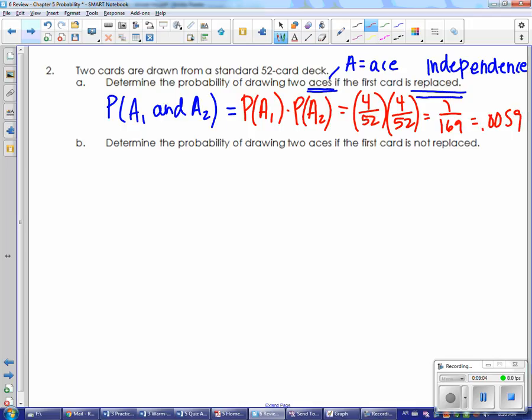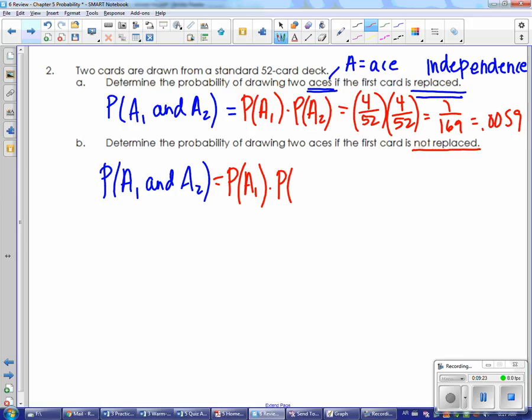The second question, determine the probability of drawing 2 aces if there is no replacement. So I'm still asking the same question. What is the probability of drawing an ace on the first and an ace on the second draw? But the probability formula is different now. Because I don't have independence, I have to use my general multiplication rule.